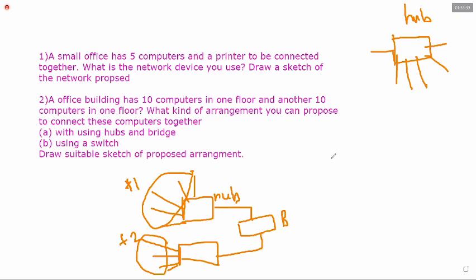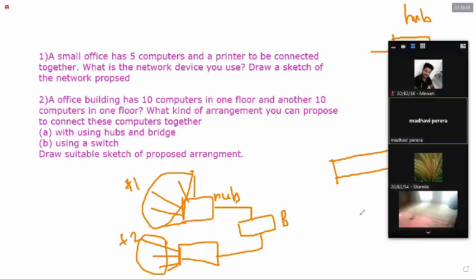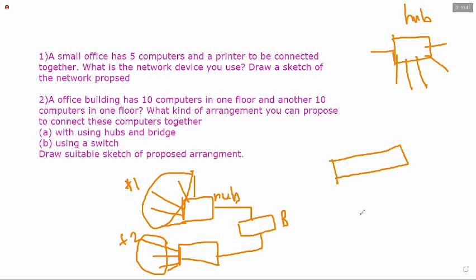Or else what you can do if you are using a switch? Yes, if you are using a switch, what do you do? Connect all 20 devices to one network switch, right? Which you can easily do because there are usually switches with 24 ports, right? So you can use one switch and connect everybody together. That is also possible. So how do you select which one is more effective?